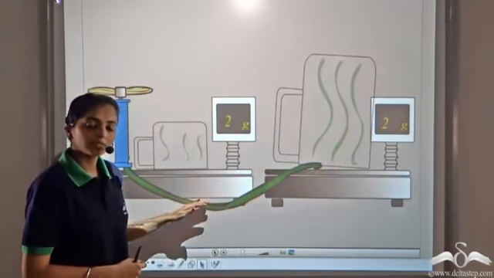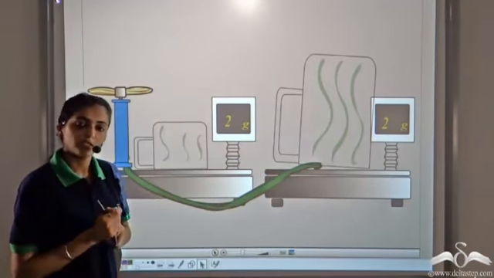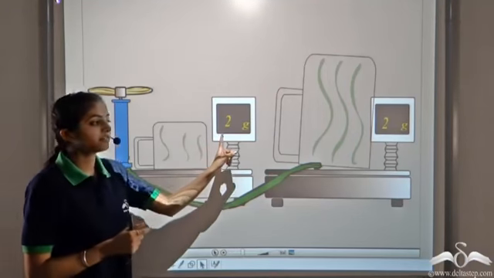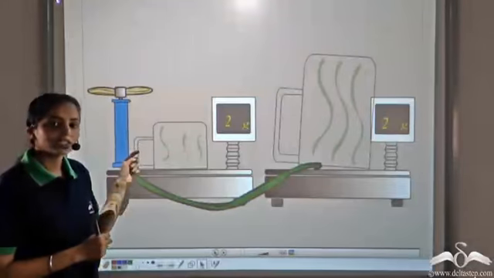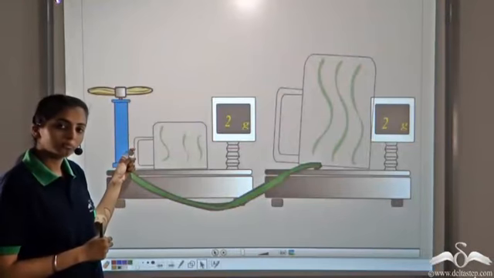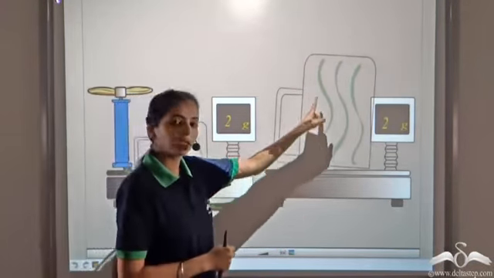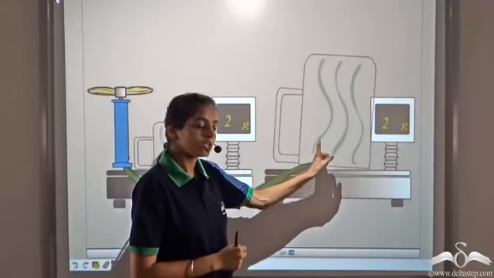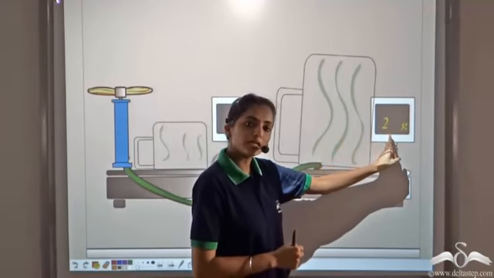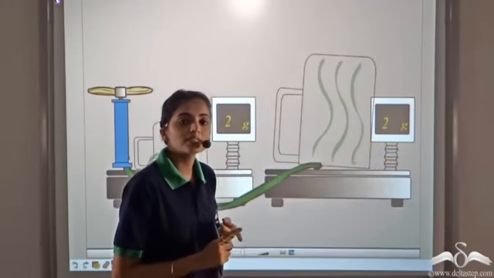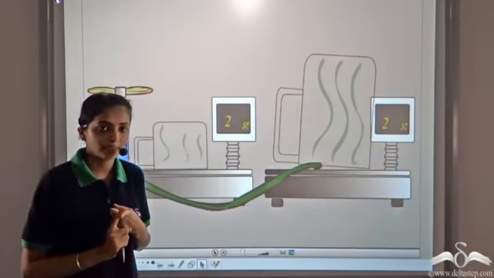So from this, we see 3 properties of gases. Number 1, gases have definite mass. As the pump is pressed one time, it releases 2 grams of gas. Similarly, in the bigger container, it is pressed once, so it releases the same amount of gas, which is 2 grams. So gases have a definite mass.